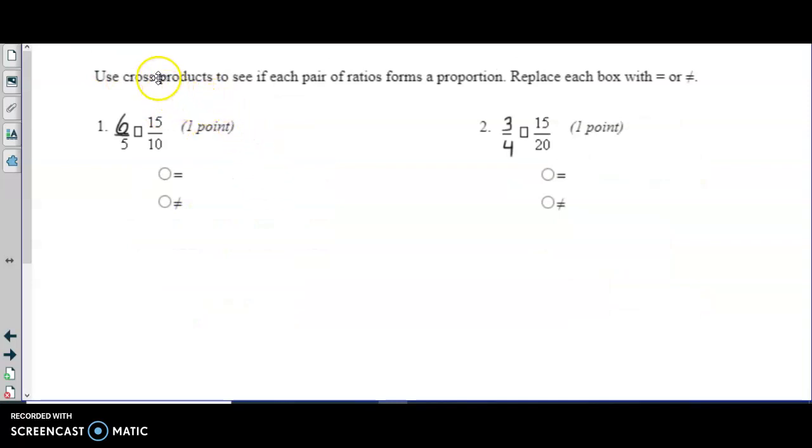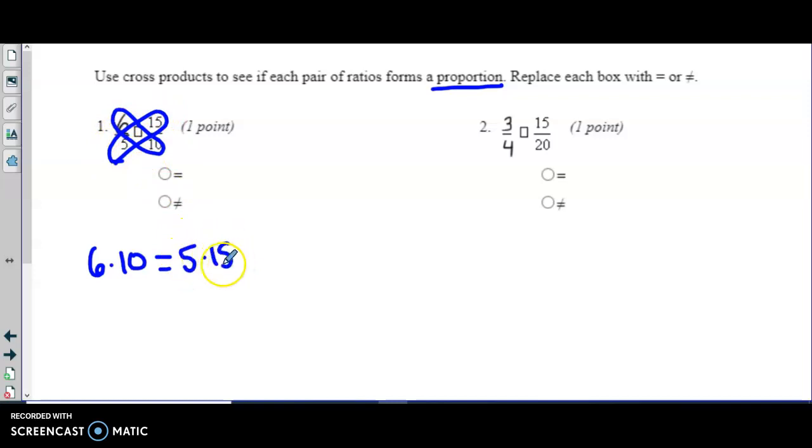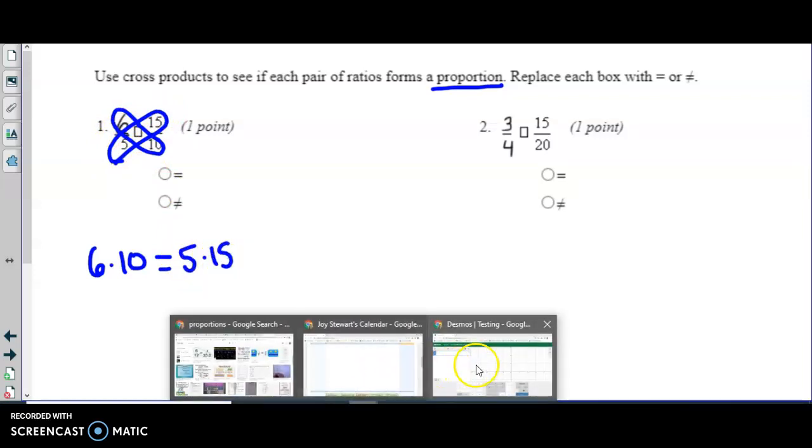Let's look at some examples. It says use cross products to see if each pair of ratios forms a proportion. Replace each box with either equal to or not equal to. Okay, well, for them to be a proportion, when we cross multiply, they have to be equal. So let's look at that. If we cross multiply here, we would do 6 times 10. And that has to equal 5 times 15. So let's calculate each of those and see if they're equal.